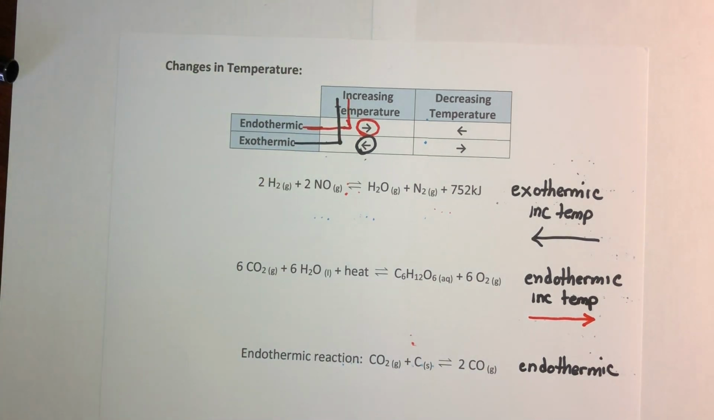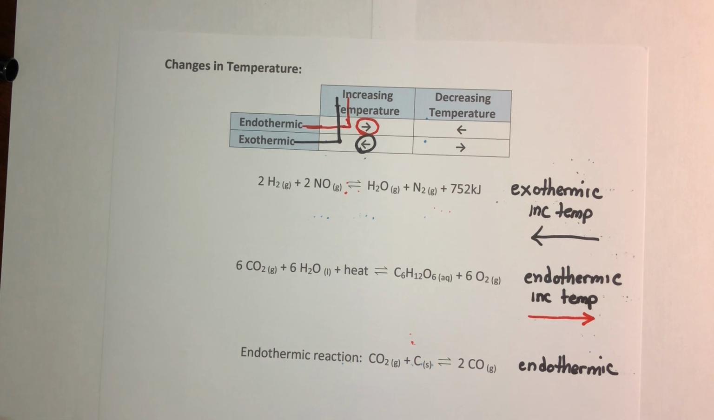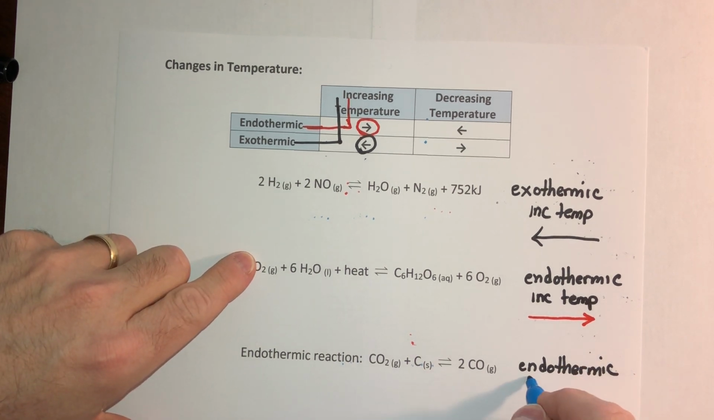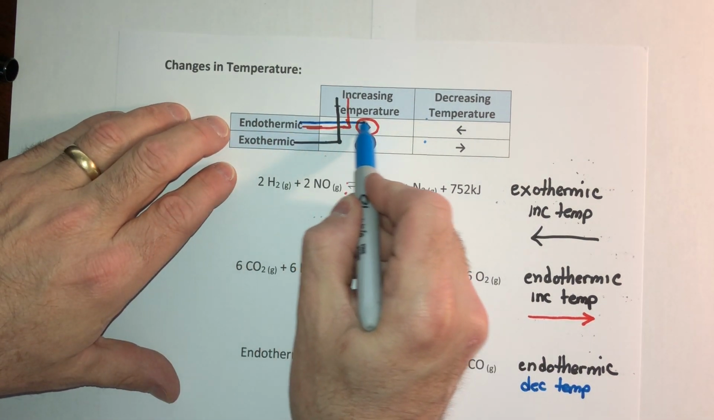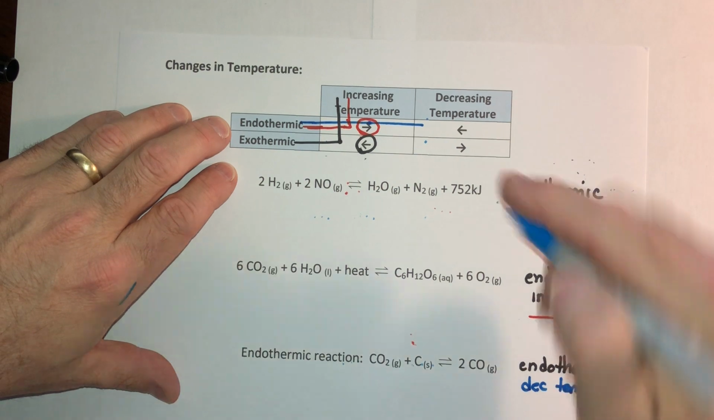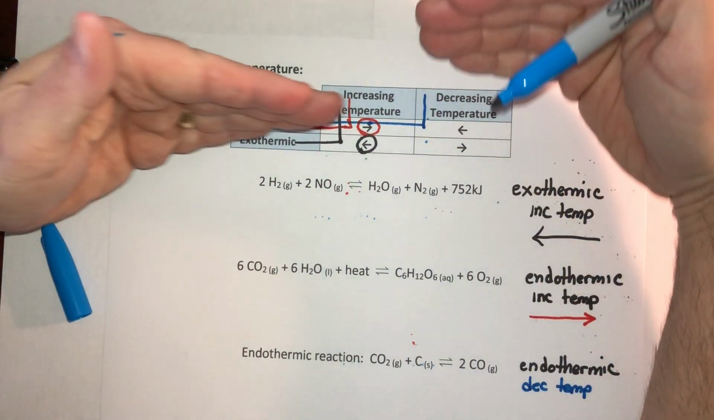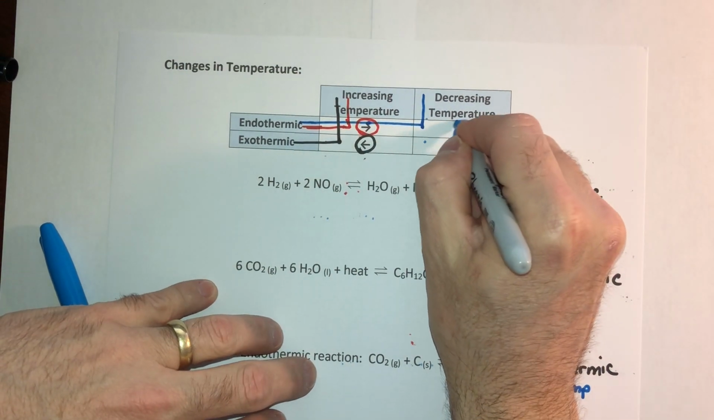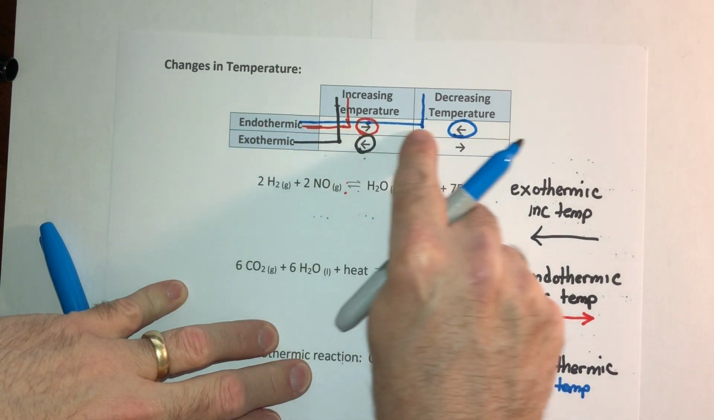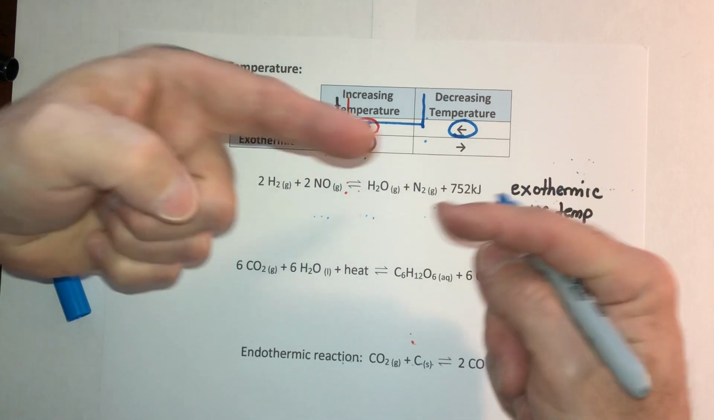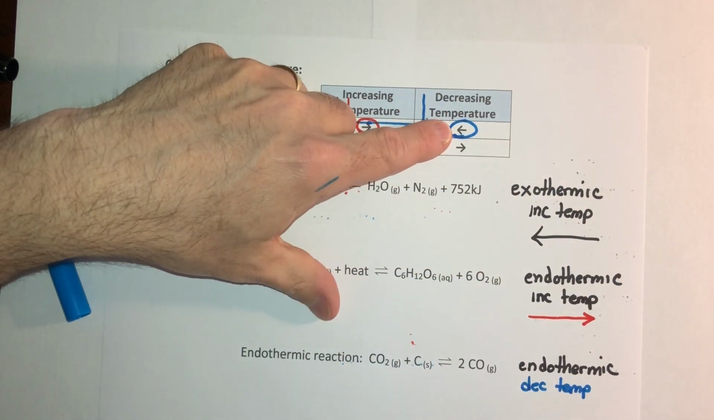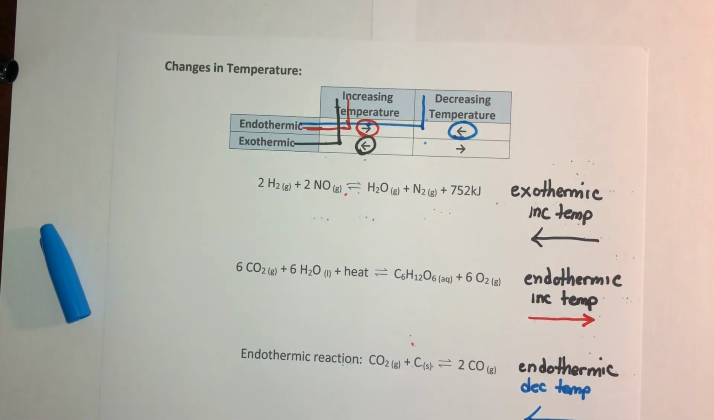All right, and if we try the third one there, this one's endothermic, and let's say this time we decrease the temperature. So here's endothermic. Here's decreasing the temperature. Where do the two meet? Meets right here. So if you've got an endothermic reaction and you decrease the temperature, the equilibrium will stop. So instead of going in both directions, it'll only go in the reverse.